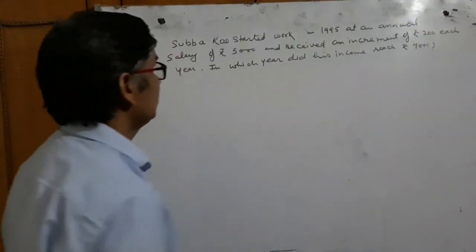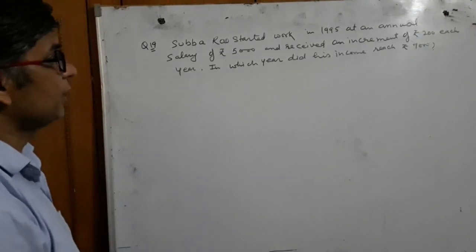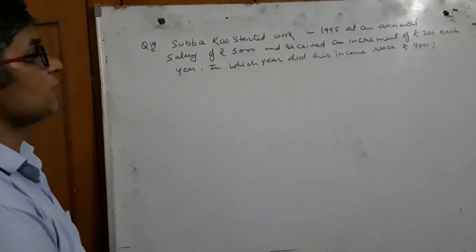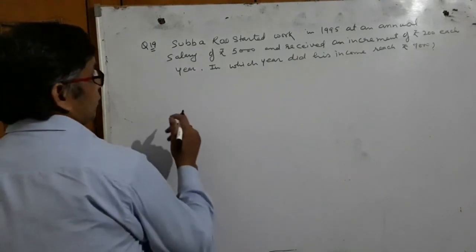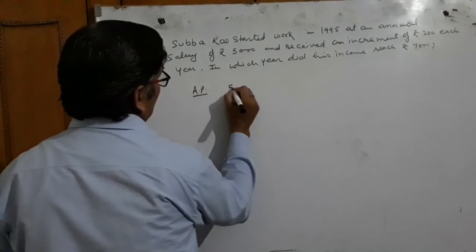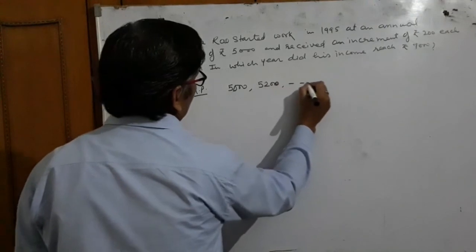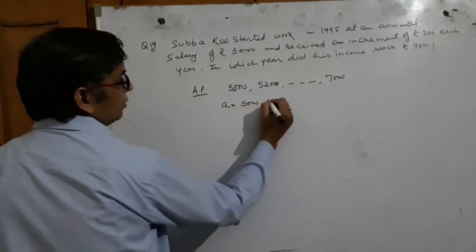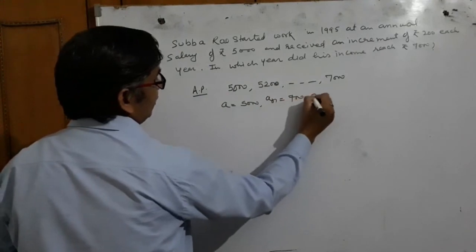95 में स्टार्ट किया वर्क और at annual salary of rupees 5000 and received an increment of rupees 200 each year. In which year did his income reach rupees 7000? Okay. स्टार्टिंग में एपी क्या बनी. स्टार्टिंग में फर्स्ट टर्म तो हो गया 5000, फिर 5200 एंड लास्ट में 7000. मींस a is first term is 5000, and common difference d is 200.